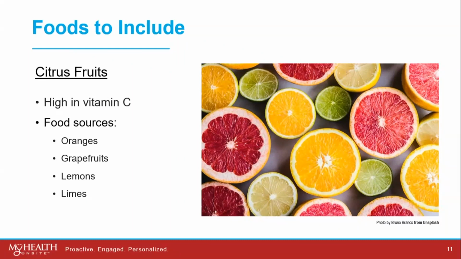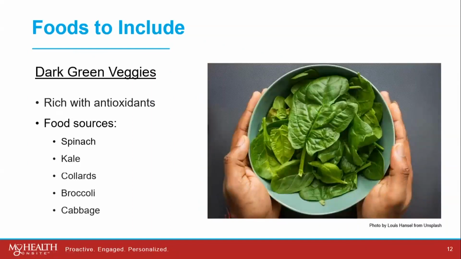Next on our list is dark leafy greens. Dark green veggies are a great source of vitamin K. The best food sources for these would be spinach and kale, collards and other greens, broccoli, and cabbage. It's been shown in the research that these foods dramatically reduce inflammatory markers in the blood. So we should aim to have something green every single day if possible.